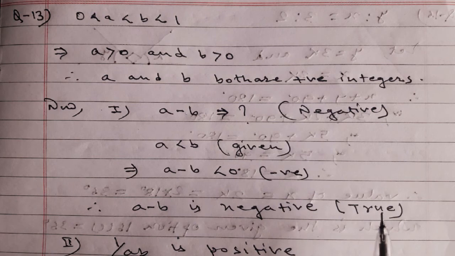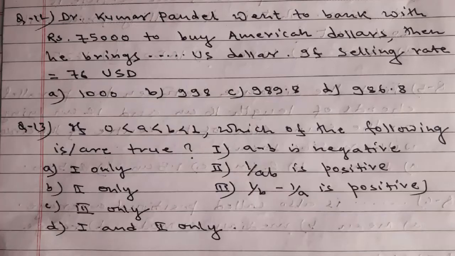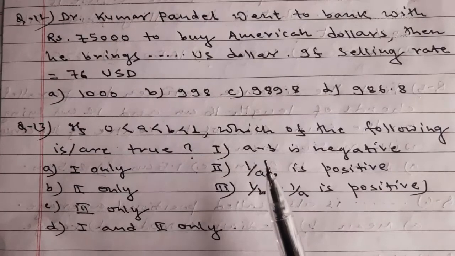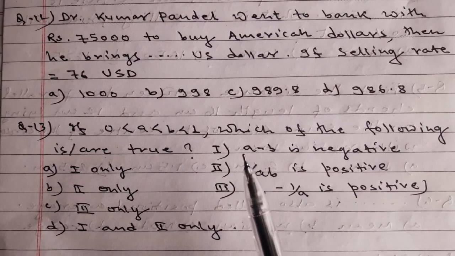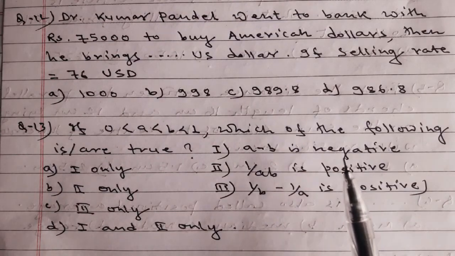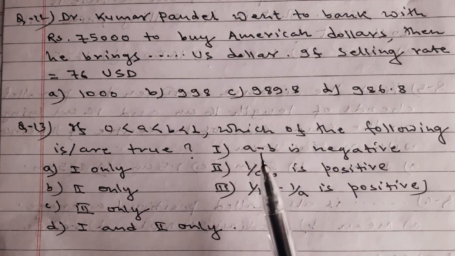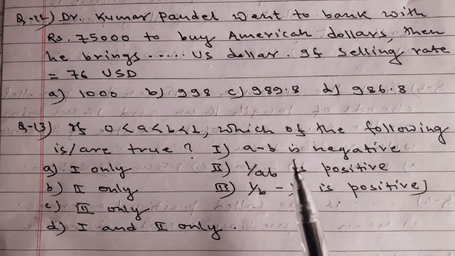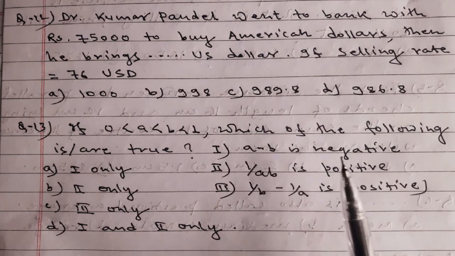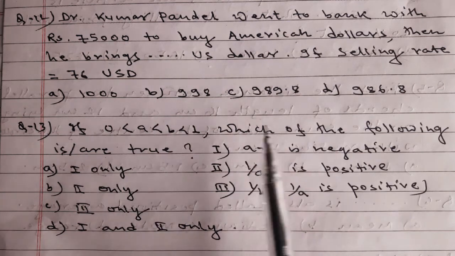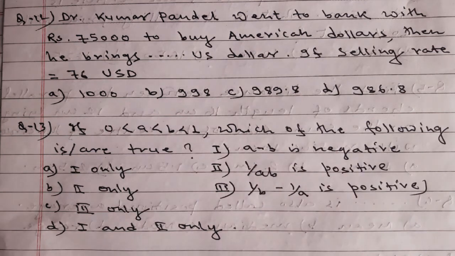So it is true. According to the question, we have to determine whether A minus B is negative or not. We found that the value of A minus B is less than 0. So we can say that A minus B is negative. So the given statement is true.